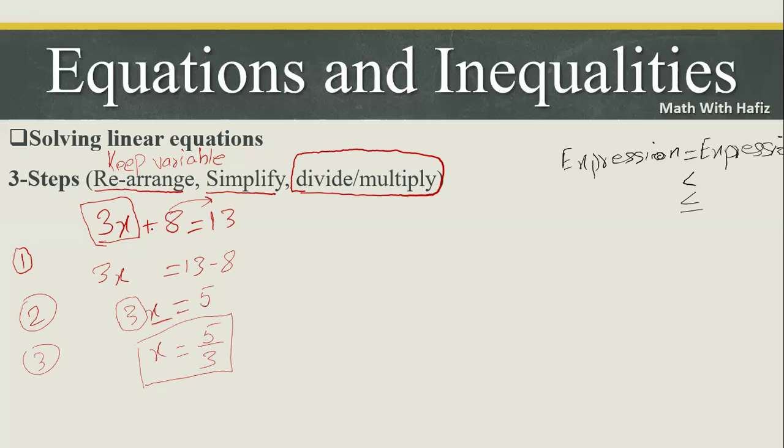Let's do it. Let's verify. It will be 3 multiplied by, what is the value of x? 5 over 3 plus 8 is equal to 13. 3 and 3 cancel. 5 plus 8 is equal to 13. 13 is equal to 13. So it's very easy, I believe.